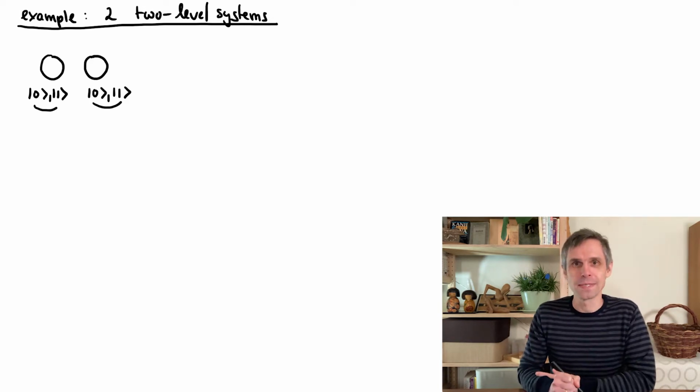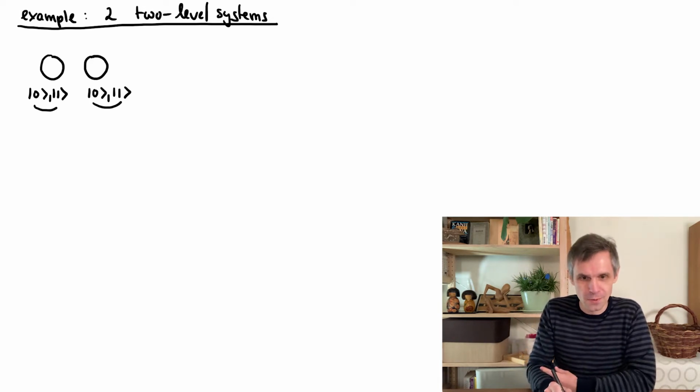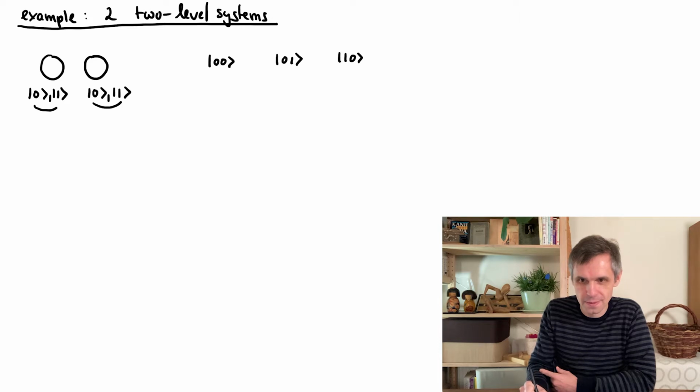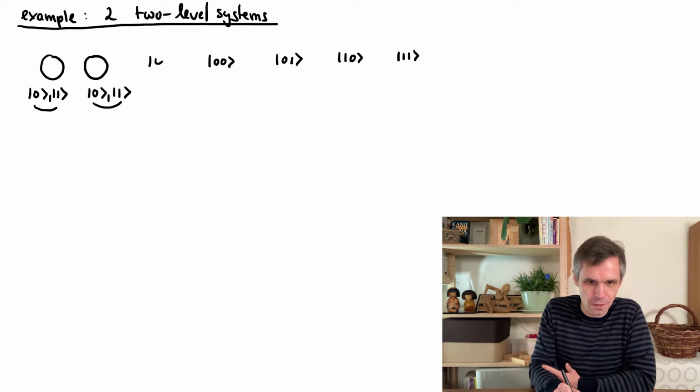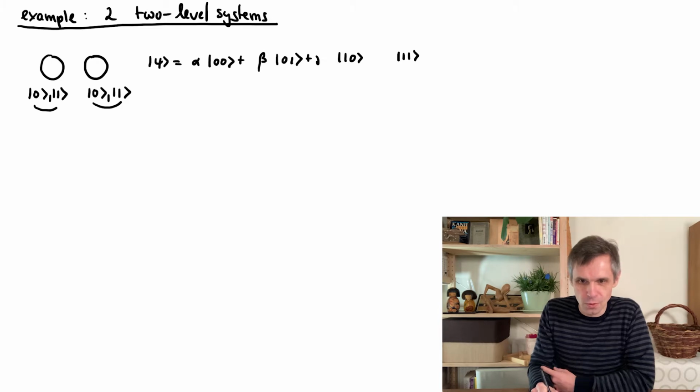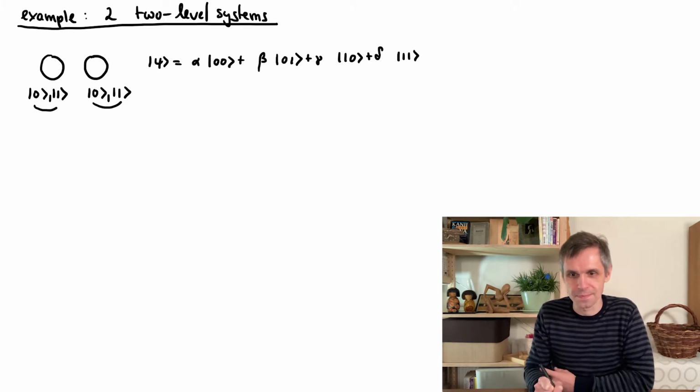But these are the states of the first part, and these are the states of the second part. Now in our quantum state for the composed system, we have to account for all the possible combinations of the states of these two different parts. And according to the superposition principle, the most general state would be a superposition of all of these. I introduce some coefficients, alpha, beta, gamma, and delta for these.